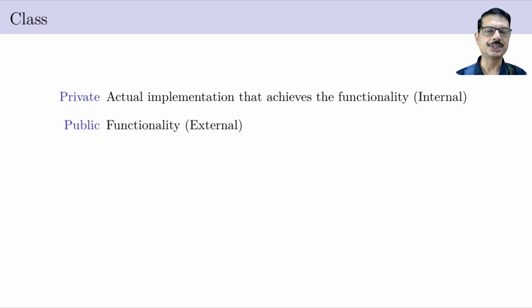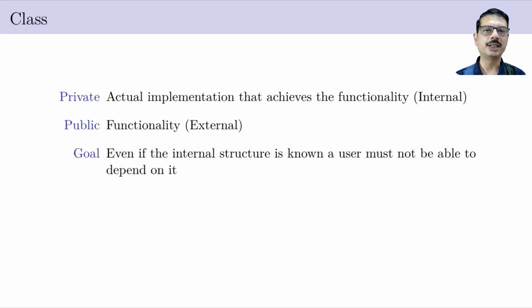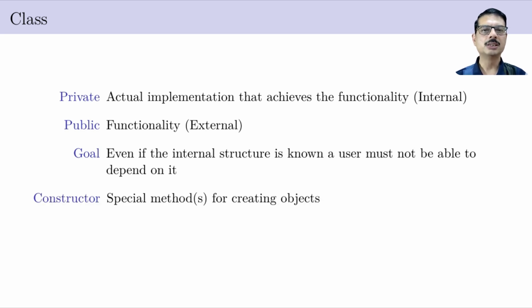Next comes the public section. This is what we expose to the user, the functionality. It's like the car's steering wheel, pedals, and dashboard. You use these to control the car without opening the hood. The main goal here is to make sure that even if someone knows the internal structure, they shouldn't have to rely on it. This means we are free to change the internal code later without breaking the way users interact with the class.